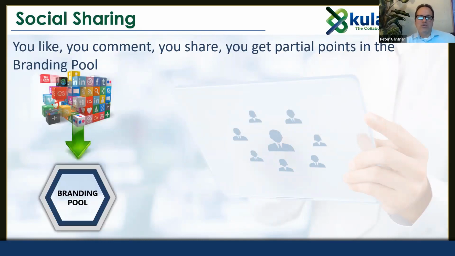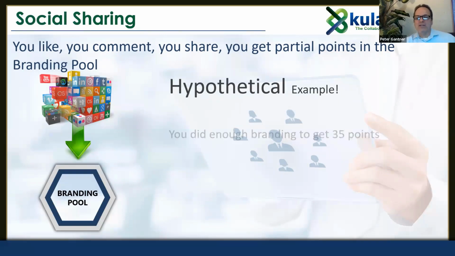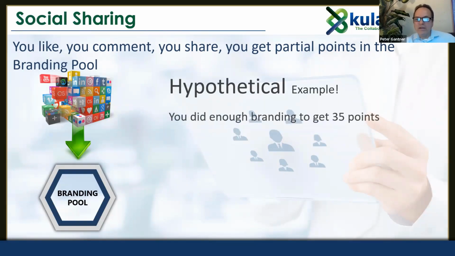All right? Social sharing. We showed you how simple and easy it is to share, guys, on your social media. Hit the like button, hit the comment button, leave a comment, and then hit the share button. And you've earned a partial point in these branding and marketing pools. Now, branding and marketing pools have more points in them. They can go up to about 55,000 points. So you're able to earn 35 points in it because you're not limited on your own activity. And of course, you can leverage the activity of other people.